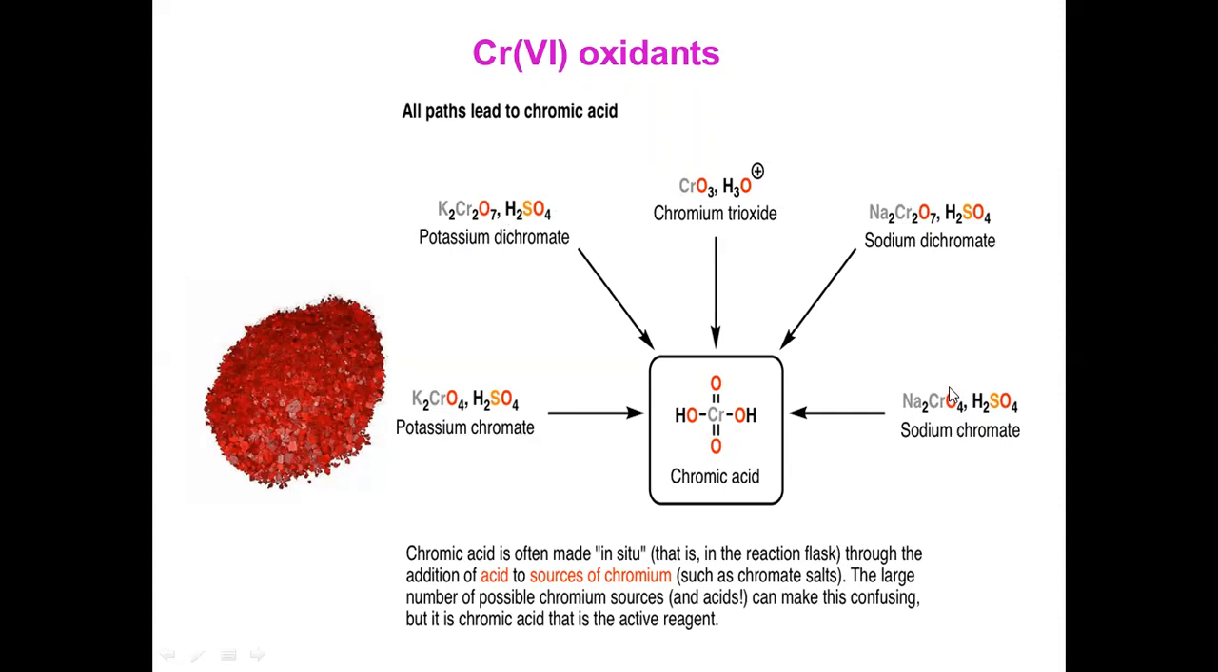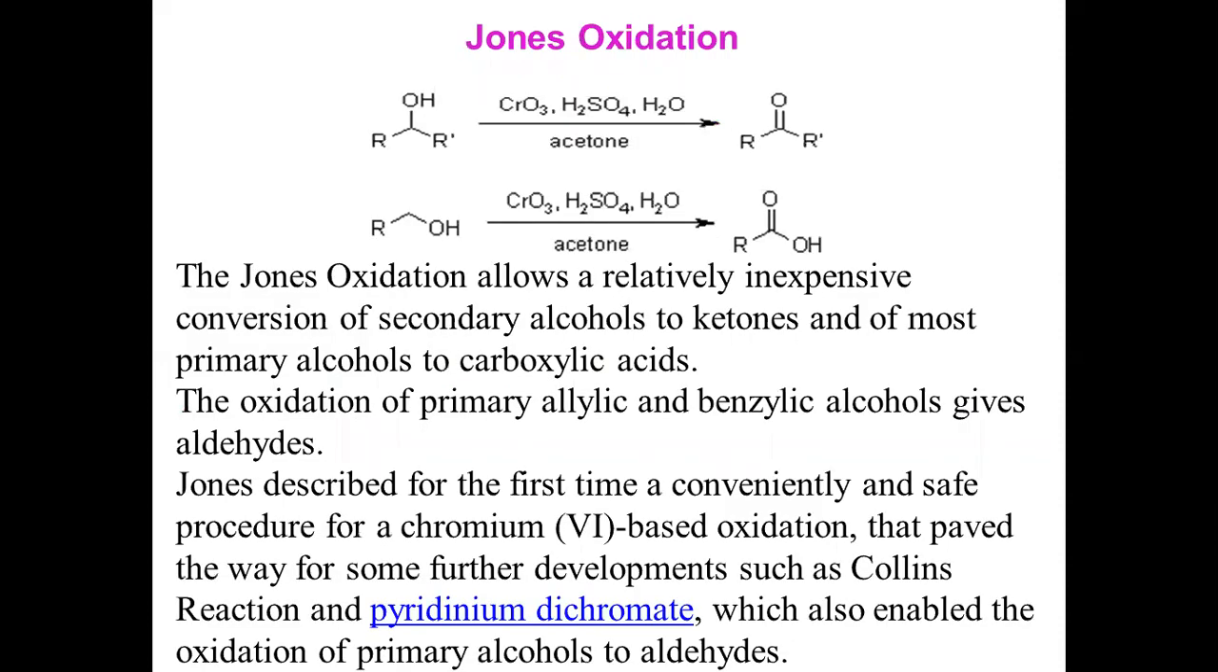For all these, if you add an acid source, it may be H2SO4 or HCl, then what happens? They will give chromic acid. Now this chromic acid serves as the oxidizing reagent, the active reagent which performs oxidation. Now let us see the first type of oxidation by this chromic acid, that is Jones oxidation.